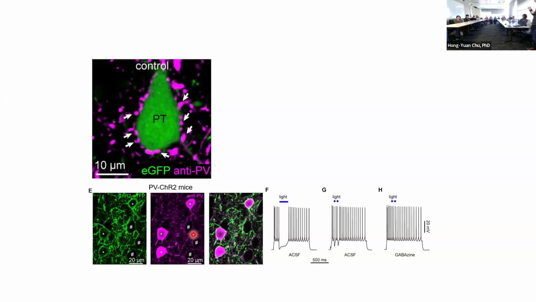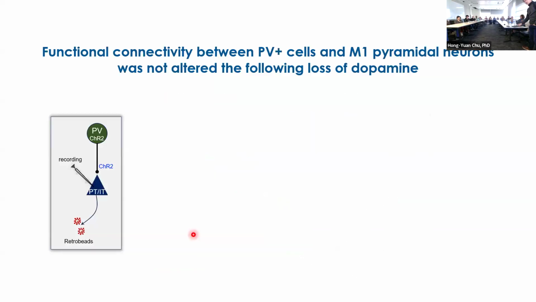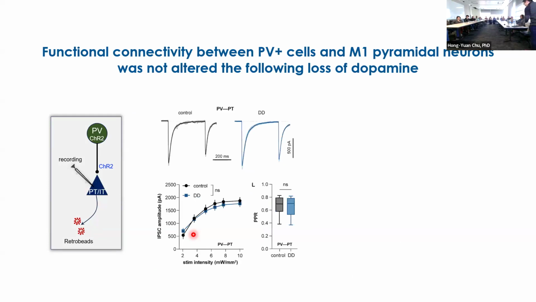So we're wondering whether loss of dopamine affects this perisomatic inhibition. The first thing we did is we just counted the number of perisomatic puncta. In this study, we labeled the cortical PT and IT neurons by retrograde virus to express EGFP in PT and IT cells, and then we quantified these puncta. And you can see we do not see any change in the number of perisomatic puncta in PT and IT neurons after loss of dopamine. And we further performed electrophysiology recording from PT and IT neurons and activated PV axon terminals around the cell and measured their inhibitory synaptic current.